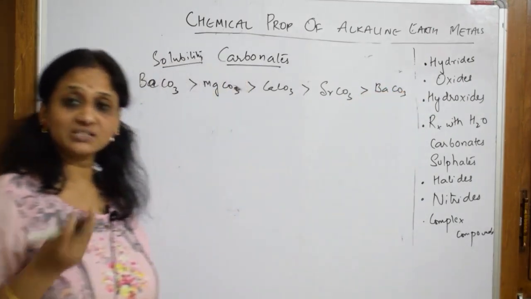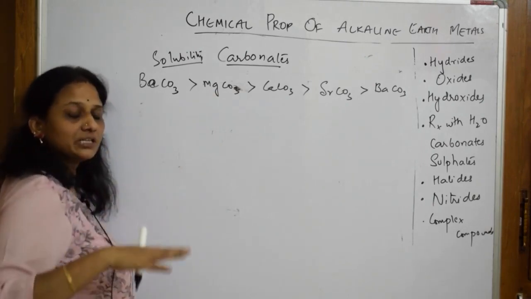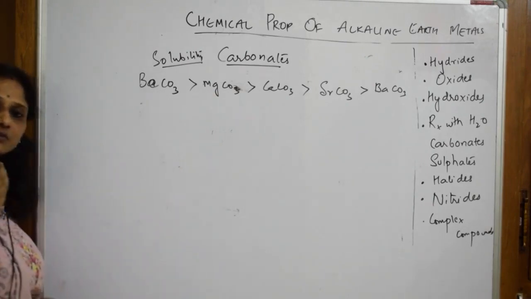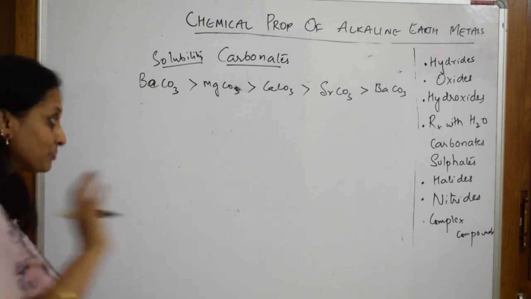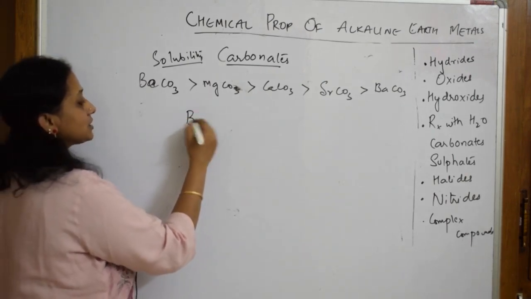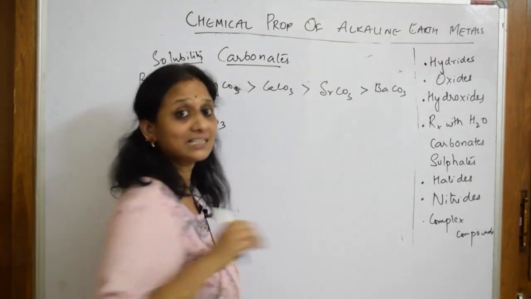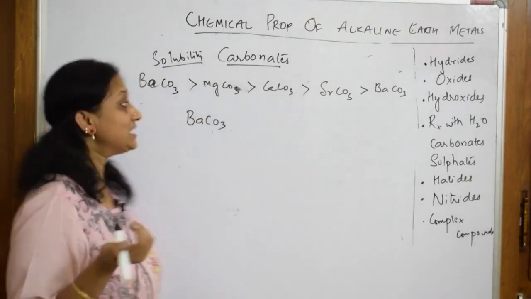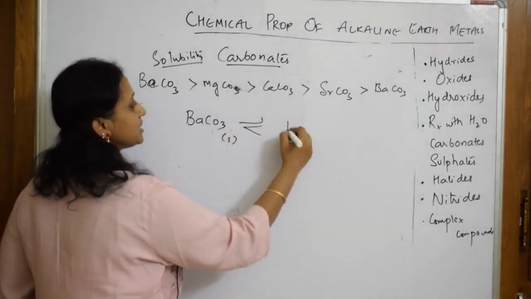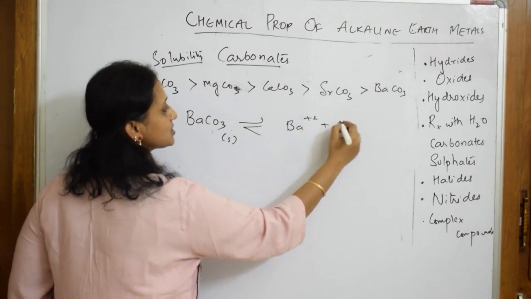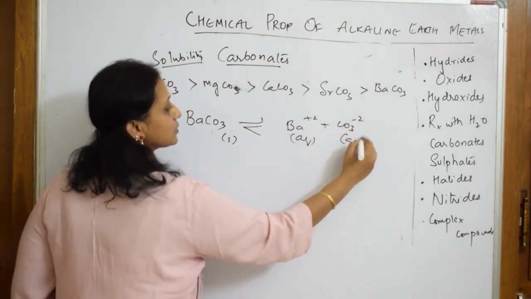Right. So now what is the reason? Whenever a solubility concept is given to you, we speak in terms of KSP, isn't it? Let us take barium carbonate. Why is its solubility less compared to beryllium? When you dissolve it in water, it breaks up into Ba2+ plus CO3 2-. This is an aqueous state. This is also an aqueous state.